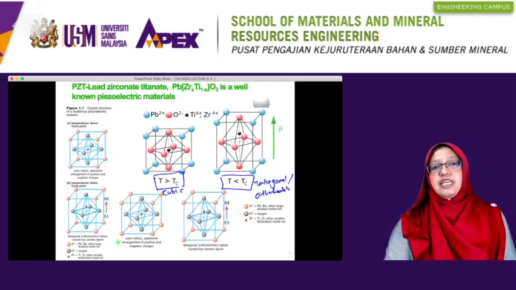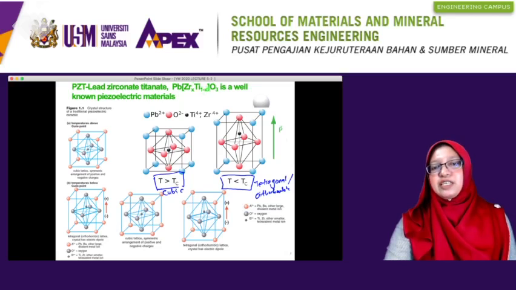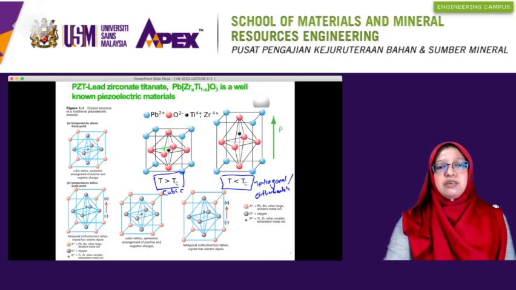PZT is an inorganic material. It is lead, zirconium, and titanate with the chemical formula PbZrxTi1-xO3. It is a well-known piezoelectric material. At temperatures above the Curie temperature, it exists as cubic, but when the temperature drops below the Curie temperature, it can exist as tetragonal or orthorhombic.